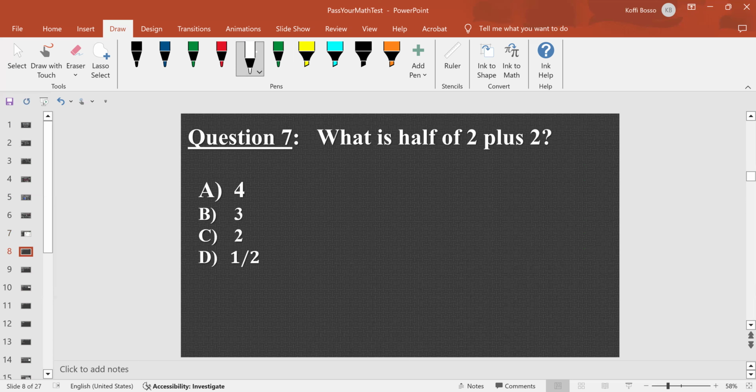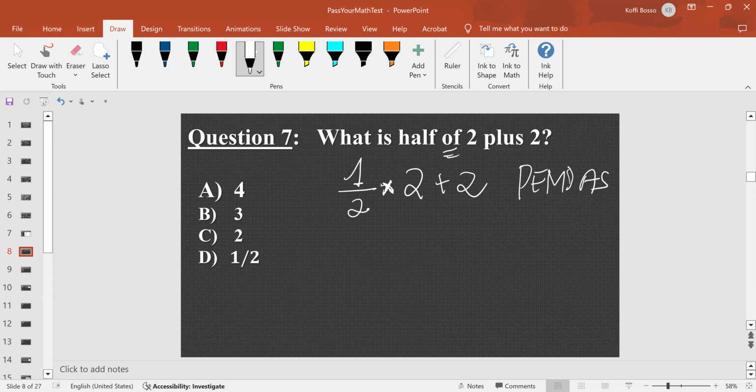Question number 7. They say, what is half of 2 plus 2? Understand that this sentence we can convert into mathematical form. Half means 1 over 2. Now the word of, when they say half of, means multiply by 2 plus 2. There is something called PEMDAS, the order of operations, which is very important here.